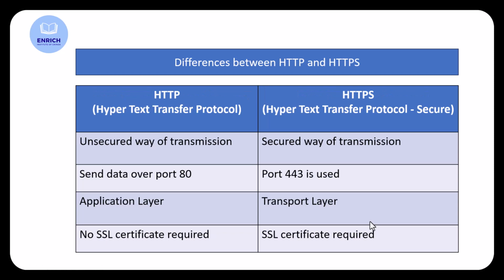Okay, the third one is the difference between HTTP and HTTPS. So HTTP, as we know, is hypertext transfer protocol. This is a protocol which we use to interact across the internet, and HTTPS is a secure version of that. So the first difference is that this is an unsecure way of transmission. The data which you are transmitting over HTTP is not secure. Anyone can access it.